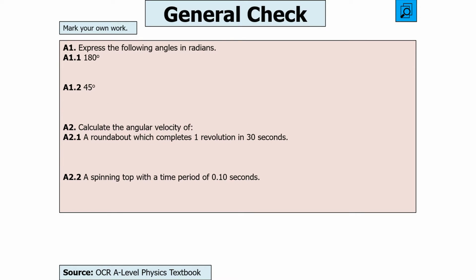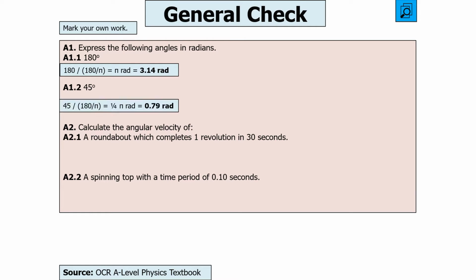Right, in this you've got to be aware of how you can convert angles from degrees into radians, and you could do it one of two ways. You could remember that there are 2π radians in 360 degrees, or you could do the angle in degrees divided by 180 over π, so therefore 180 degrees would work out to be π radians, which is 3.14 radians. Again, 45 degrees by those logics will equal a quarter π radians, or 0.79 radians. Again, angular velocity is going to be 2π over t.